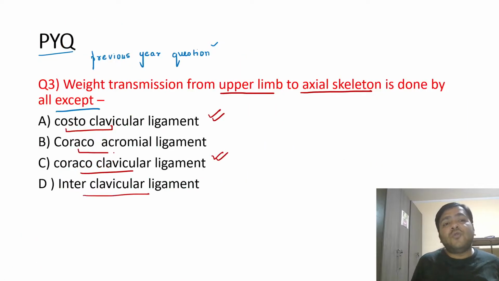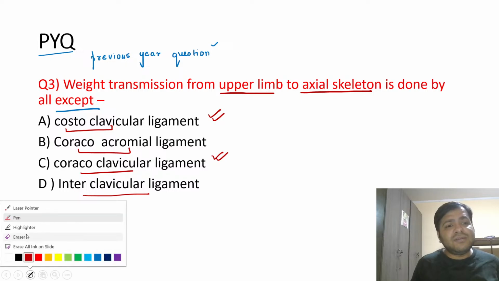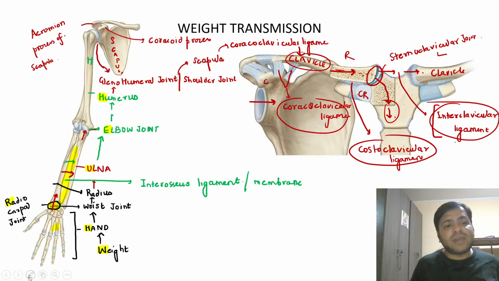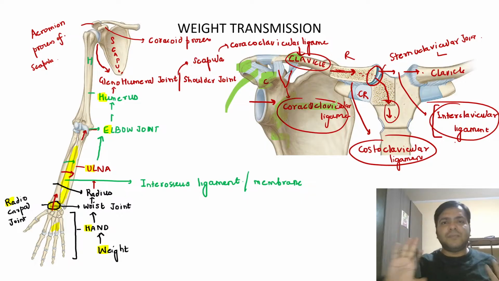Now the coracoacromial ligament lies in between the scapula only, guys. You can see the acromion process and the coracoid process. Is this ligament helping in any weight transmission? No. From the coracoid process, the ligament is connected to the acromion process, and all the weight will come into the scapula only. Then what's the point of this ligament? From the coracoid process, the weight should go to the clavicle. So the coracoclavicular ligament is a part, but the coracoacromial ligament will not help in any weight transmission.